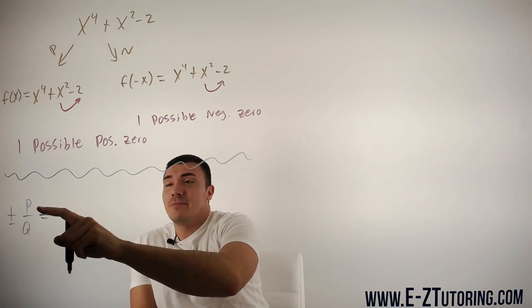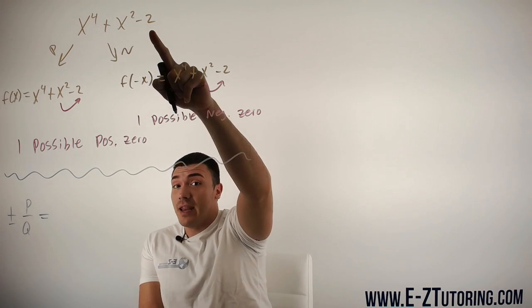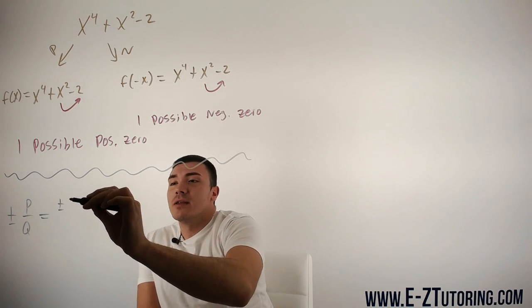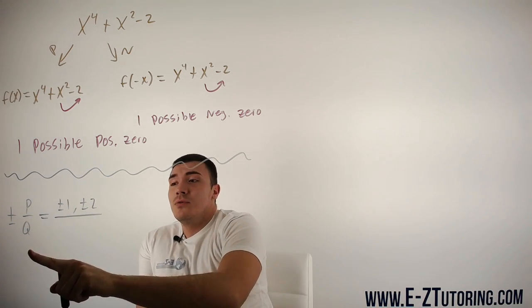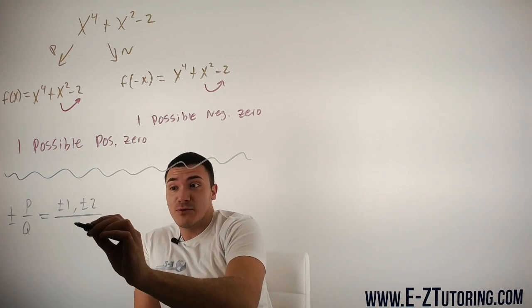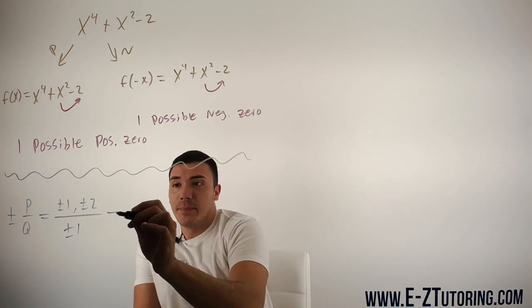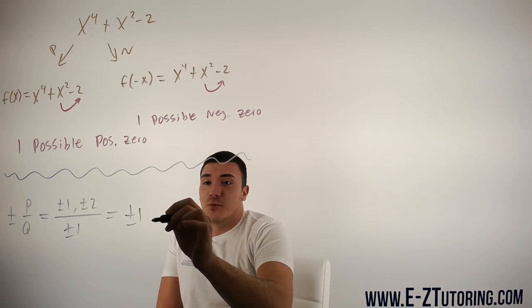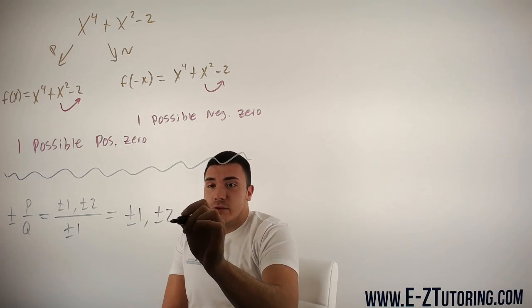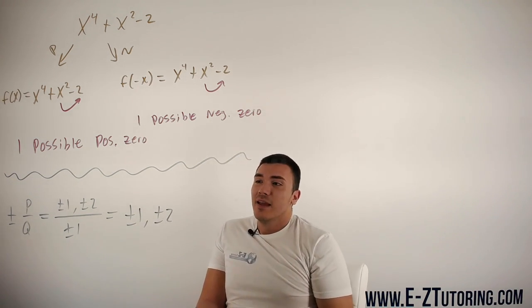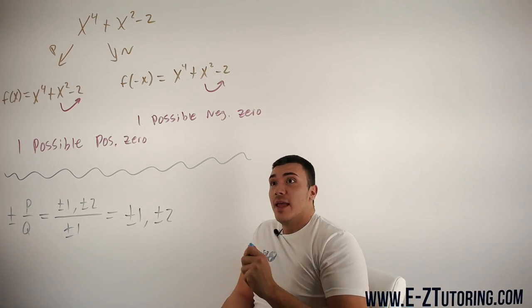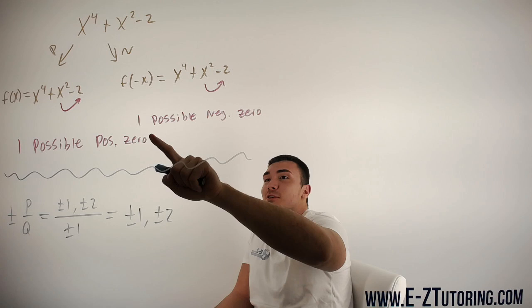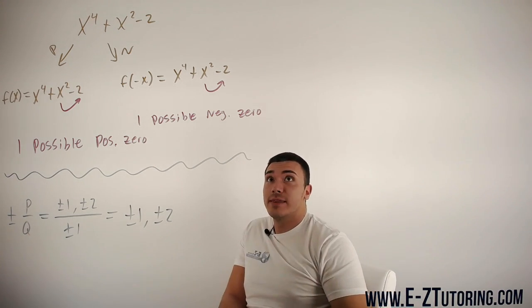So plus or minus p, we take all the divisors of negative 2, which is plus or minus 1, and plus or minus 2. And q is just 1. We take all the divisors of 1, which are just plus or minus 1. So this is equal to just plus or minus 1 or plus or minus 2. So we have four possible zeros that we need to test out. And like I said earlier, this information is going to really help us narrow it down.